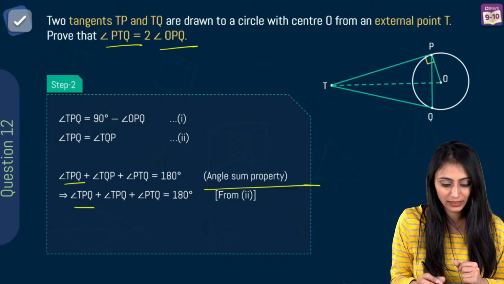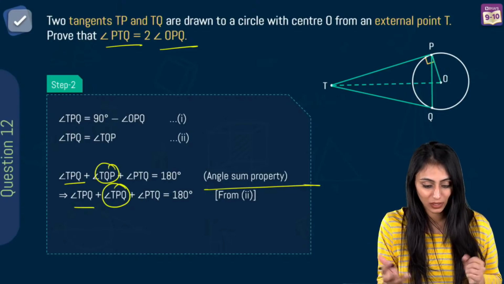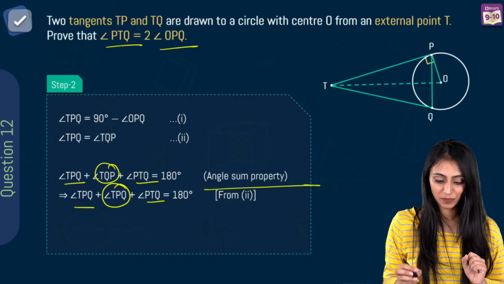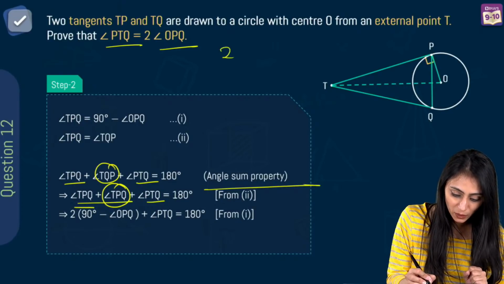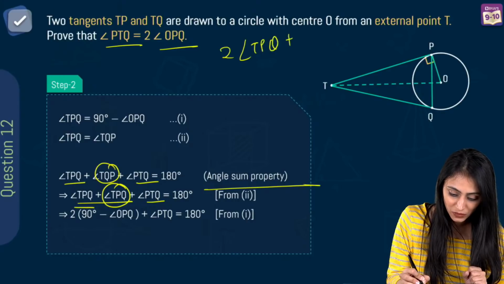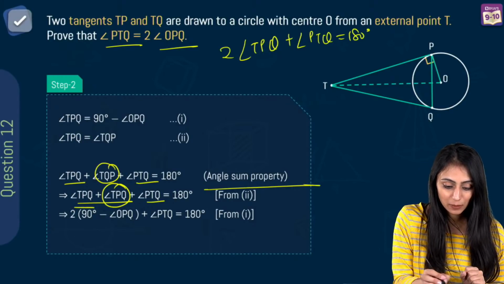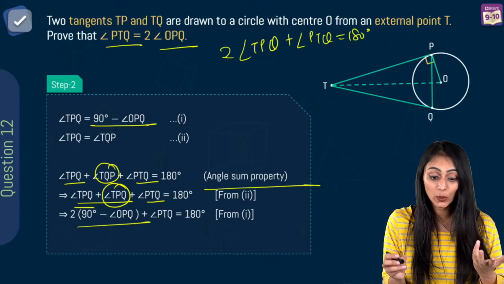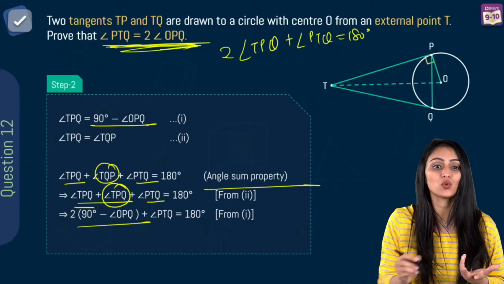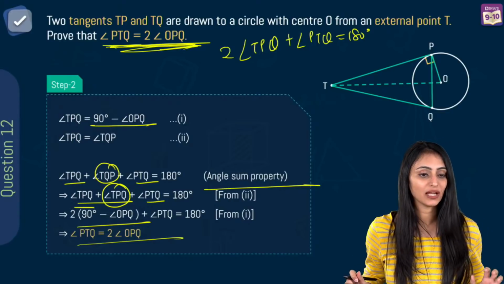So TPQ is already there, right? This TQP can be replaced with TPQ because they are equal anyways, and PTQ as it is. So from here I'm going to get twice of TPQ. Let me write it down here for you so that you get clarity. Plus angle PTQ, that's going to be equal to 180 degrees, right? Now I know one thing, this angle TPQ could be replaced with 90 degree minus OPQ. That's what I have done here. Why am I doing it? Because I need relation between these two angles. Right, so just write everything and you arrive at the final answer.